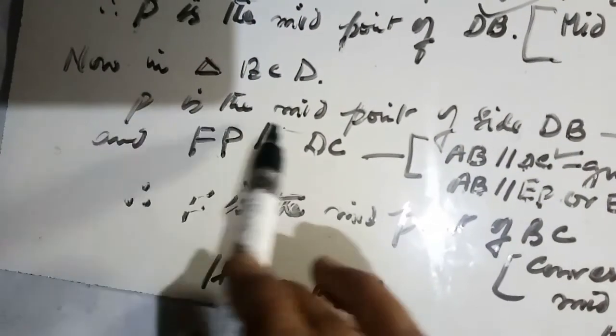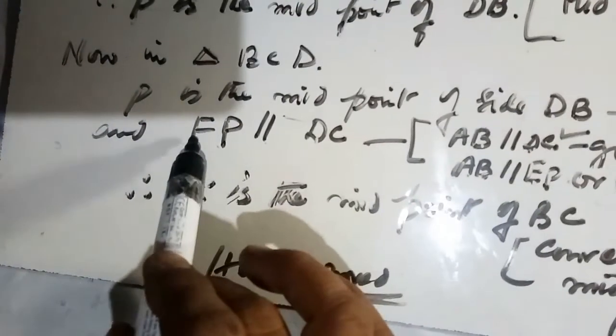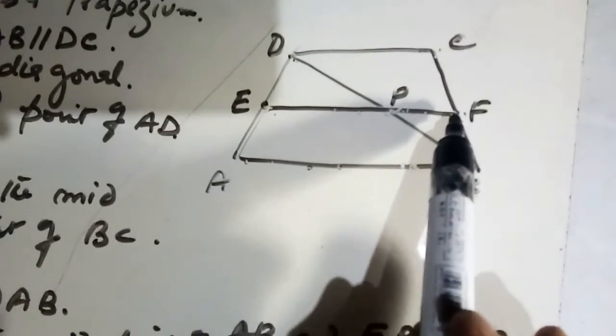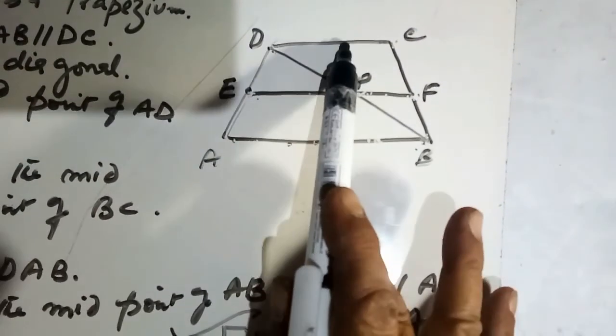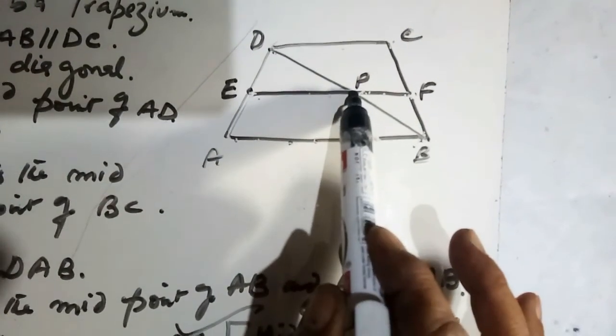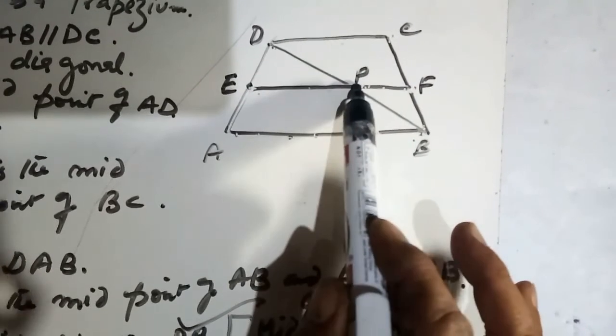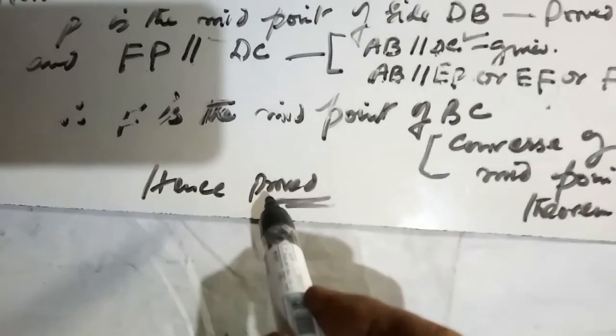So P is the midpoint of side DB. When P is the midpoint of side DB and PF is the line joining the midpoint of one side and is parallel to the third side, so F should also be the midpoint, since PF is parallel to DC. So therefore F is the midpoint on BC. It is also the converse of the midpoint theorem. So we proved this point also.